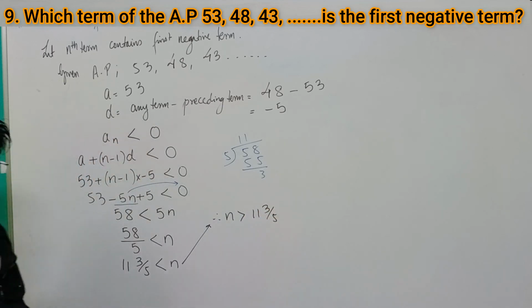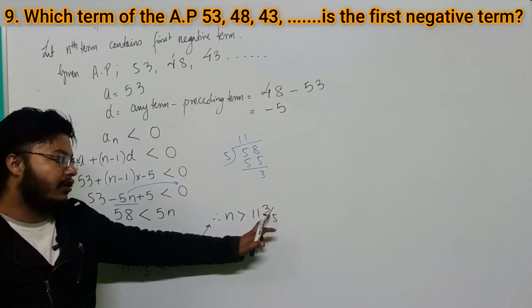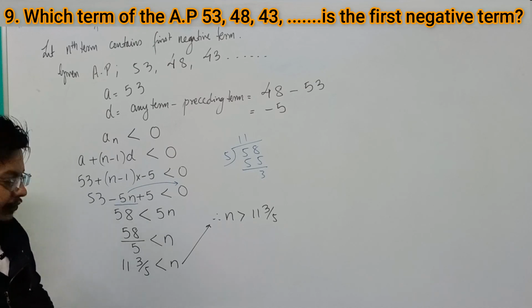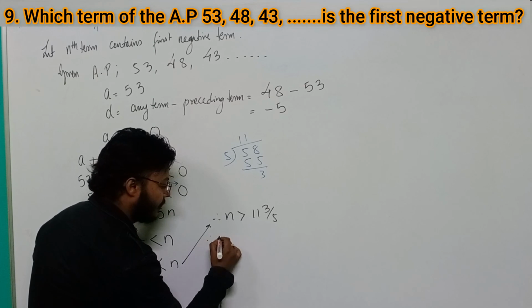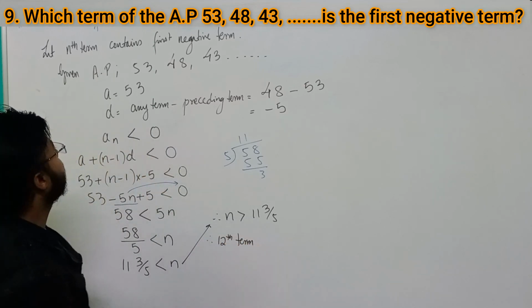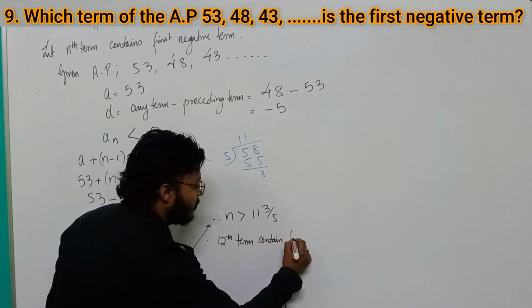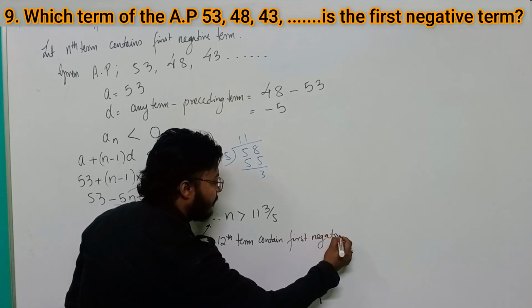The number of terms cannot be a fraction. So n should be greater than 11 3 by 5. So which whole number will be greater than 11 3 by 5? Obviously the 12th term will come. So therefore the 12th term contains the first negative term.